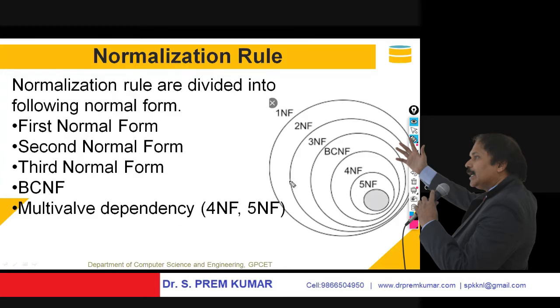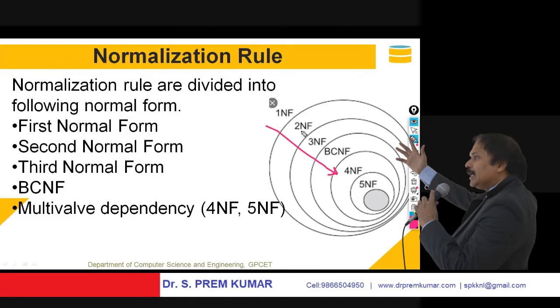When you go with normalization, we go with the first normal form. Even then, if you find some repetition, you go with the second normal form. Even then, if you find any repetition, you go with the third normal form. Then you go with BCNF, which stands for Boyce-Codd normal form, fourth normal form, and fifth normal form. You need to memorize this order.